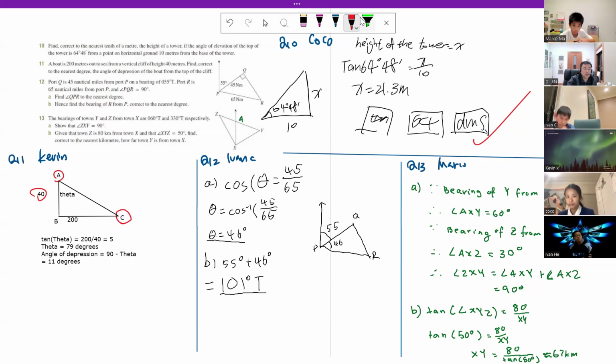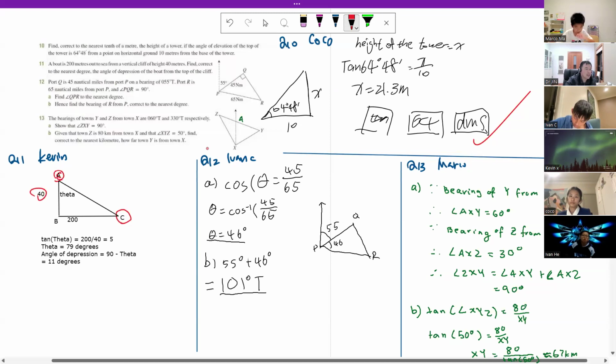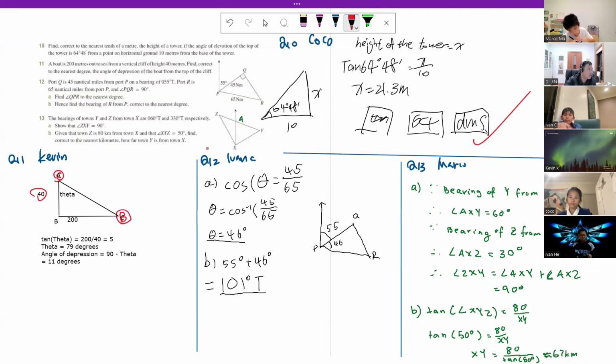So what do you usually do, right, Kevin? Because you probably confuse other people about the names. So it is the cliff, that's the sea. It's the boat, that's the bay. That way is probably better. So let's see the question: a boat is 200 meters out in the sea, vertical cliff, the height of 40. Find, correct to the nearest degree, the angle of depression of the boat from the top of the cliff.